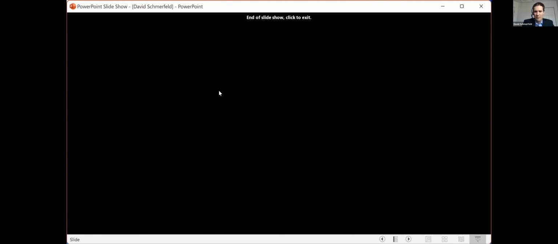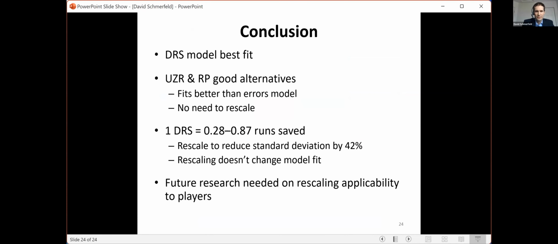Okay, so these are my conclusions. I'll go back. So first, the DRS model is the best fit. UZR and RP are good alternatives. They fit better than errors, and there's no need to rescale UZR and RP. But DRS does overvalue fielding because 1 DRS is only equal to 0.3 to 0.9 runs saved. You can fix this by rescaling. When you rescale, it does not change the model fit.